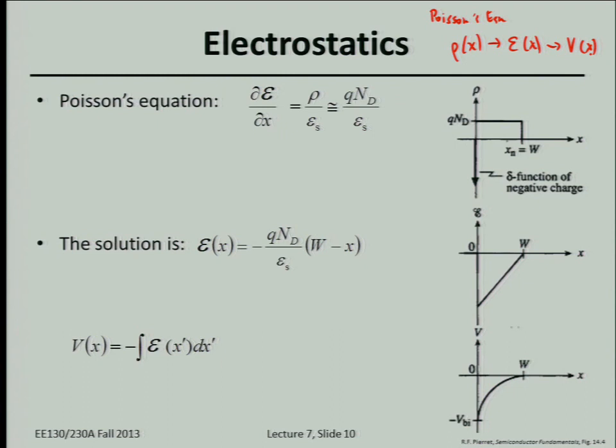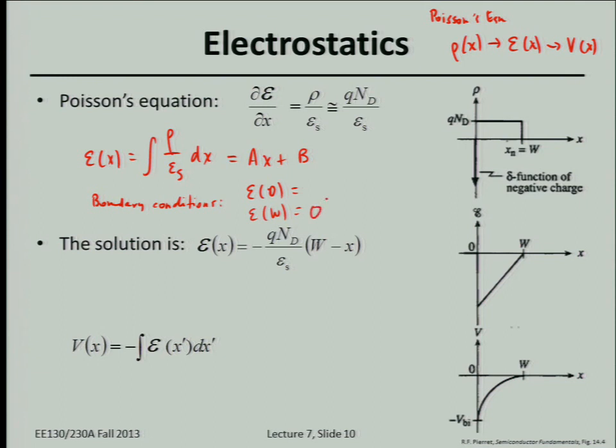So charge density is a constant as a function of distance. When you integrate, the electric field is the integral of the charge density. Since charge density is a constant, the solution is just Ax plus B, where A and B are constants. And the boundary conditions: the electric field strength at 0 and the electric field strength at W. The easy one of these is probably at W. In a neutral material there's no reason why an electric field should exist, so we know the electric field has to go to 0 in the neutral region. At the interface, it's going to reach a maximum.